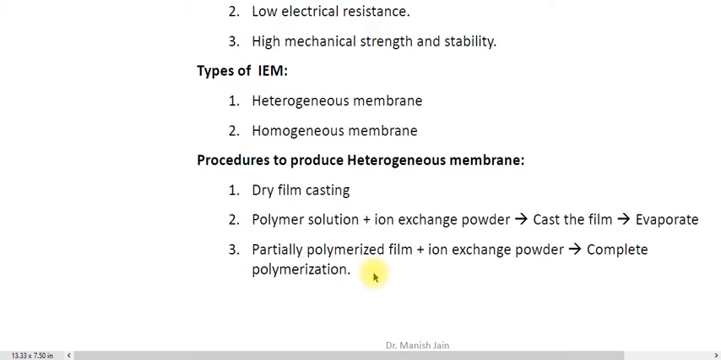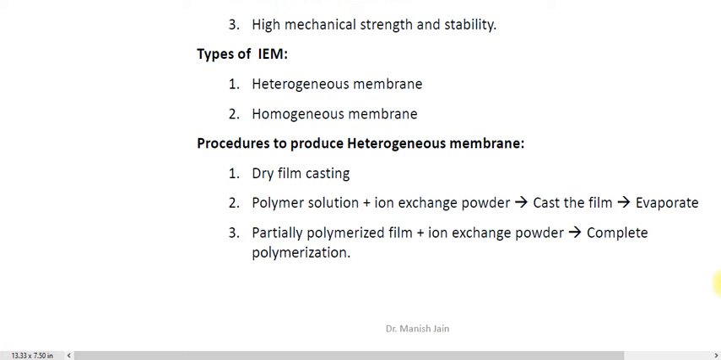Third is the polymerization method, where you partially polymerize the film first, then you spread the ion exchange powder on it, then you completely polymerize the film. So the ion exchange powder will mix in the matrix of the partially polymerized film and create an ion exchange membrane. These three are the procedures to create the heterogeneous membrane.